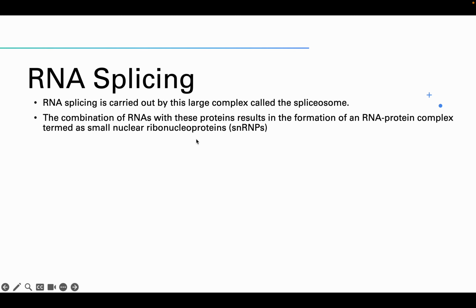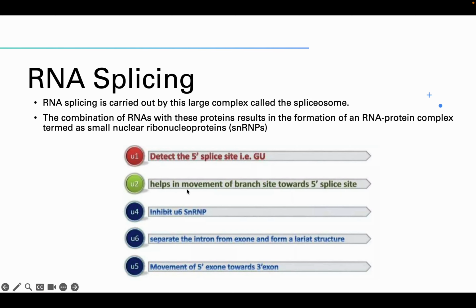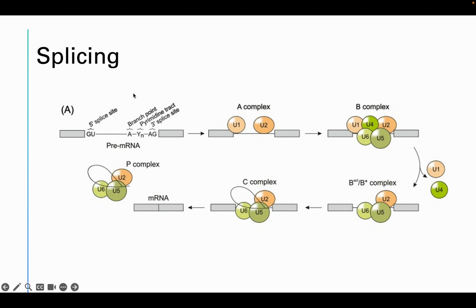There are different types of snRNPs, and in splicing there are five different types involved, whose functions I will explain, just to give you a brief idea: U1, U2, U4, U5 and U6. U1 detects the 5 prime splice site. What does that mean? Here you can see there are two exons, and in between there is the intron. At the start of the intron there is the splice site GU, which is called the 5 prime splice site.